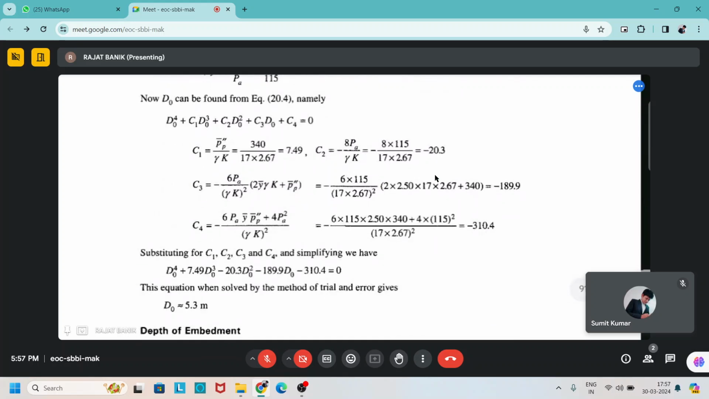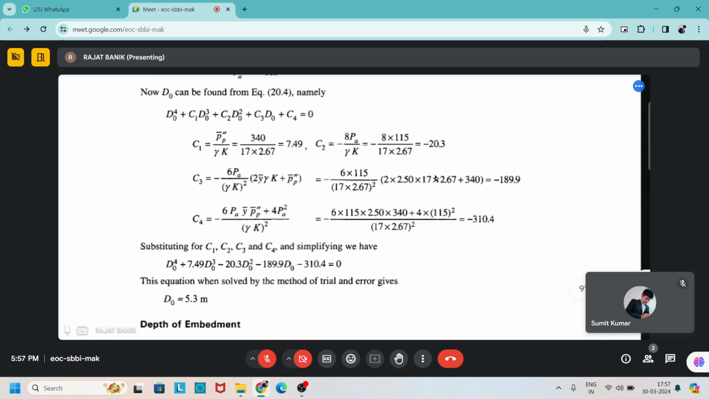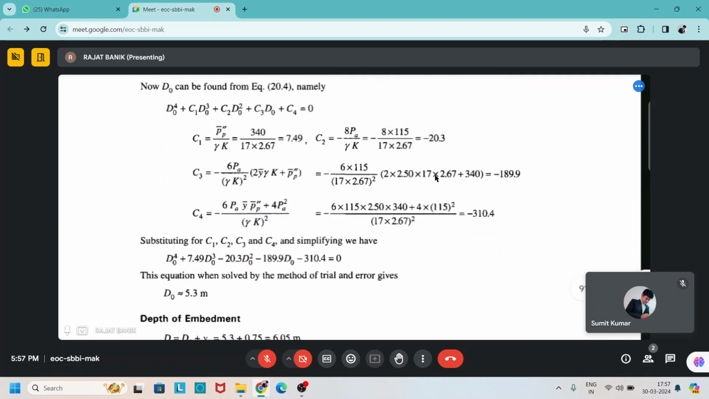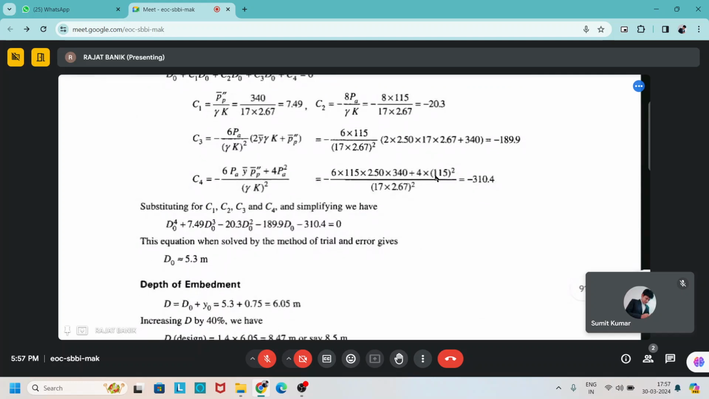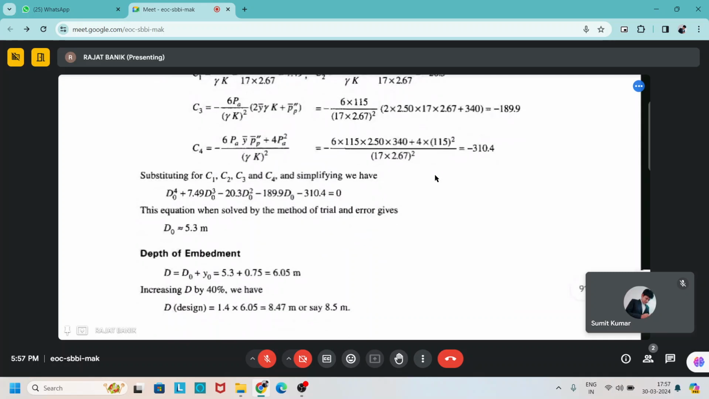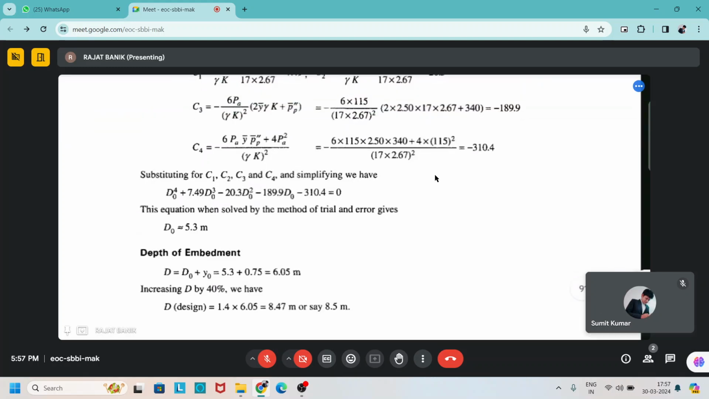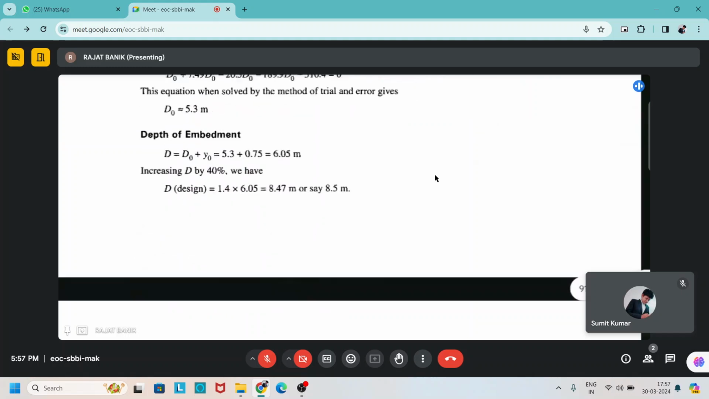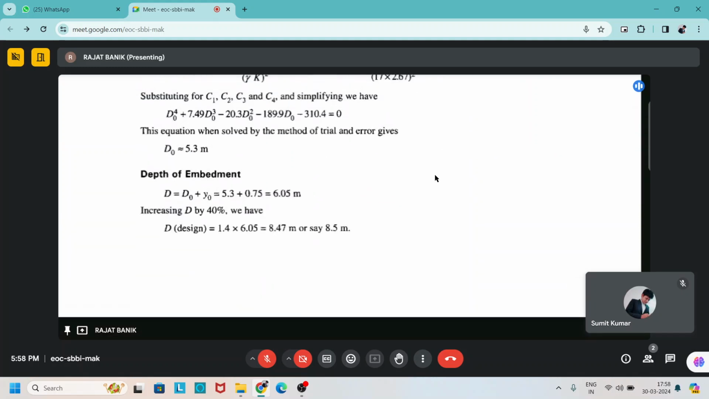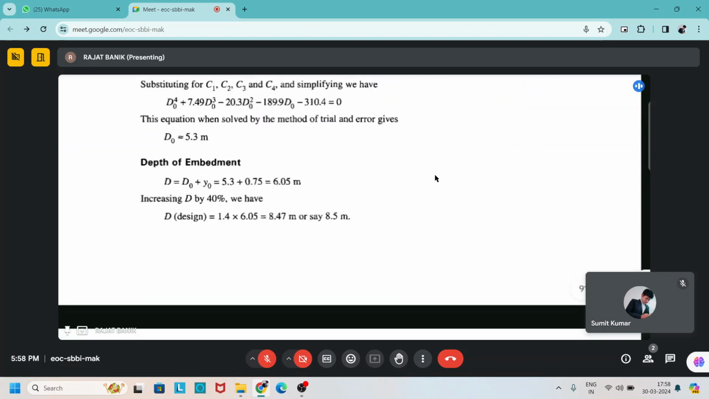Put all these values and find out the D naught, which is equal to 5.3. And we know that D is D naught plus Y naught, which is equal to 6.05 meter. Then for design purposes, we increase the D by about 20 to 40%. Consider we assume we increase it by 40%, that is 1.4 times. So it is equal to 8.47, approximately 8.5 meter.